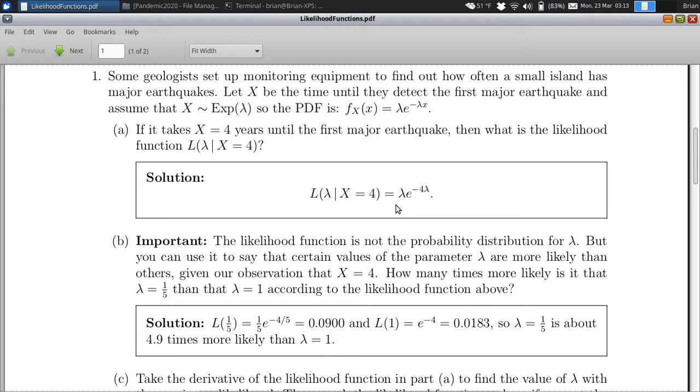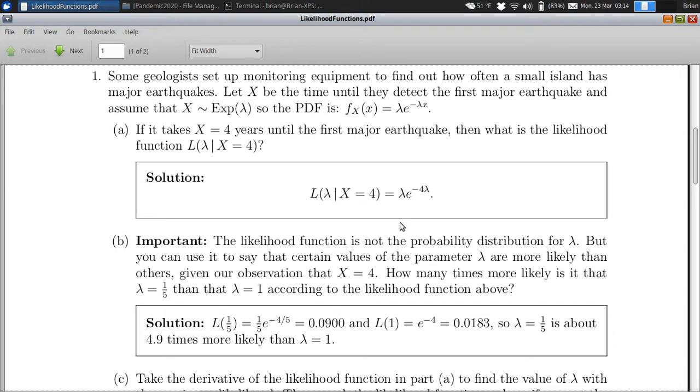It's something very different. Really, what you can get out of a likelihood function is a comparison of, say, two different possible values of lambda. You can say one is more or less likely than the other. But the likelihood doesn't really have a meaning unless you're comparing different possible values of lambda.